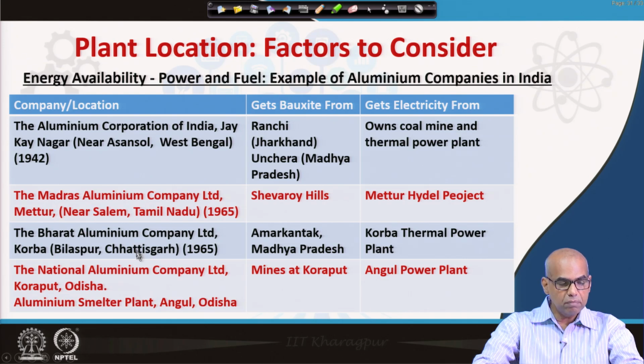The Bharat Aluminium Company Limited is located at Korba, which is in Chhattisgarh, and Korba thermal power plant is there. The National Aluminium Company has aluminium smelter plant at Angul, Odisha, and Angul has Angul power plant. So, aluminium being energy intensive company, electricity intensive company, they are all located near the source of power, thermal power or hydel power.